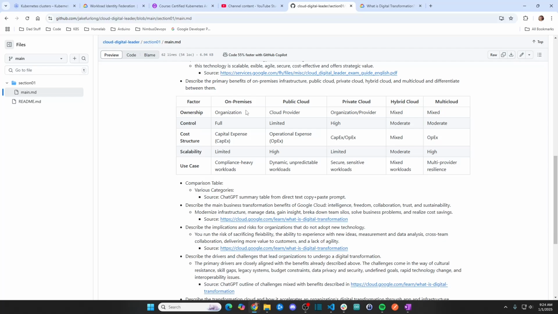Multi-cloud is mixed ownership, so you're talking about multiple clouds here, so obviously there's mixed ownership with a moderate amount of control. It's going to be an OpEx-centric cost structure, much like the public cloud, with a high degree of scalability where you need multi-provider resilience in the event of an outage in one cloud provider.